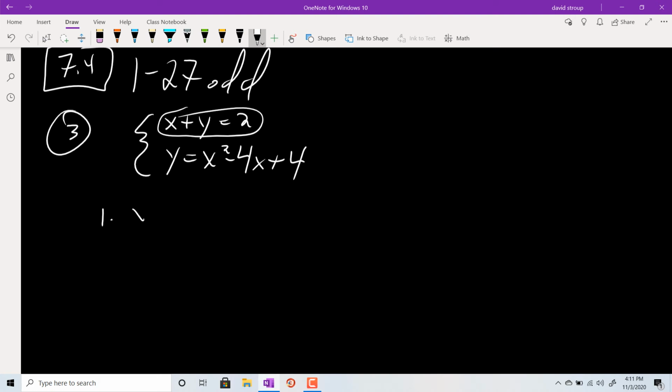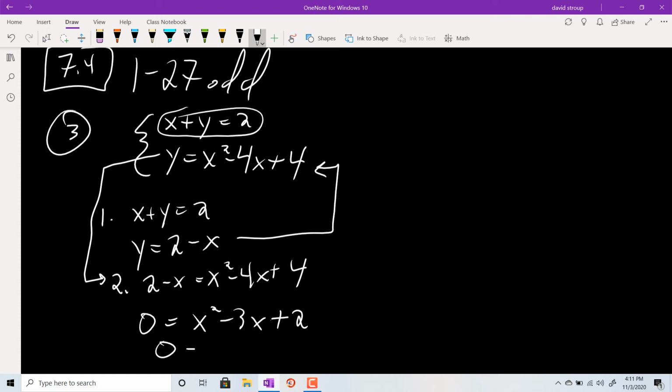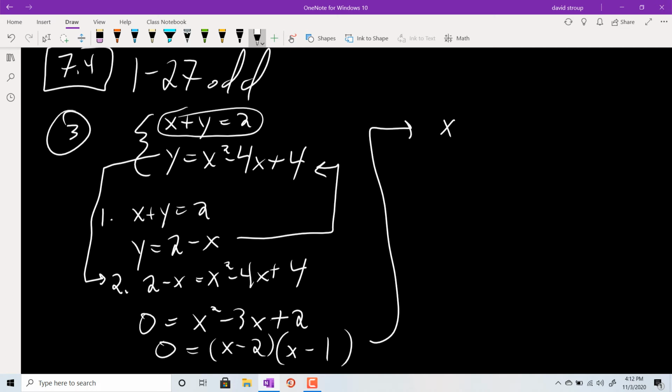Okay, so here we go. X plus y equals 2. I'll solve for y equals 2 minus x. Substitute that into the unused equation. So 2 minus x equals x squared minus 4x plus 4. Move everything and set it equal to 0. X squared minus 3x plus 2. Factor that guy. So I have x and x. It has to be minus minus. And it has to be 2, 1. And set each factor equal to 0. So x is 2 and x is 1.